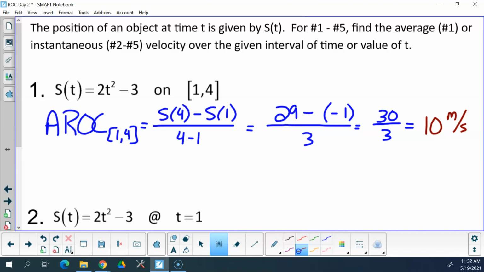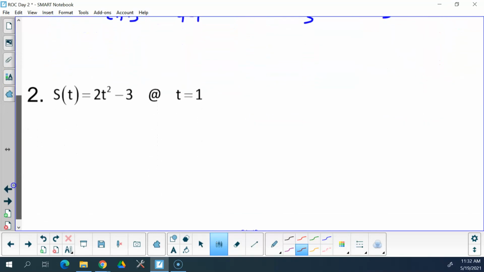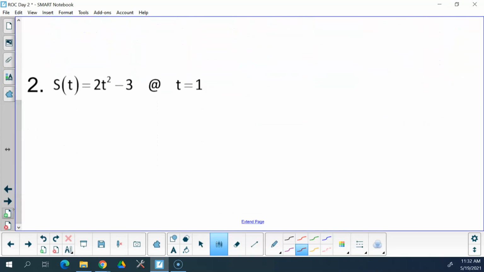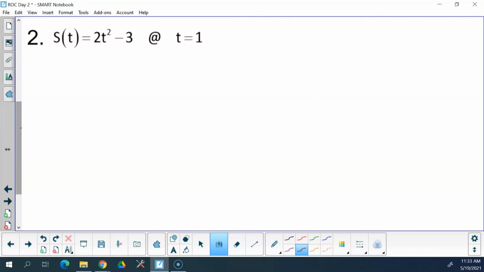With me so far? Love it. Now, same function, except now I want to find the IROC at t equals 1. So this is different now, because now instead of finding the AROC like we did yesterday and like we did up to about 10 minutes ago, now we're going to find the IROC.